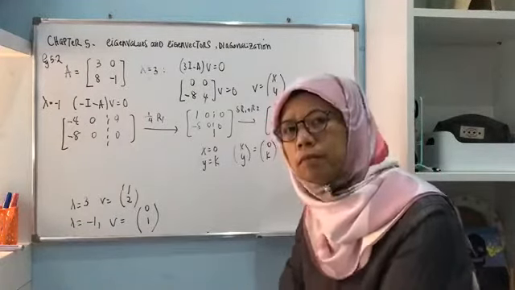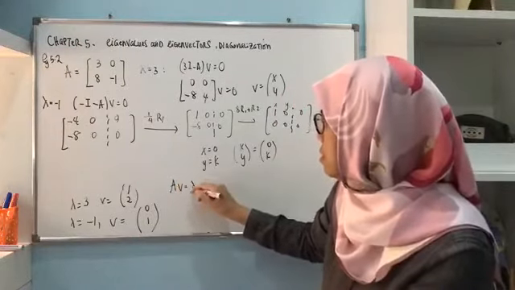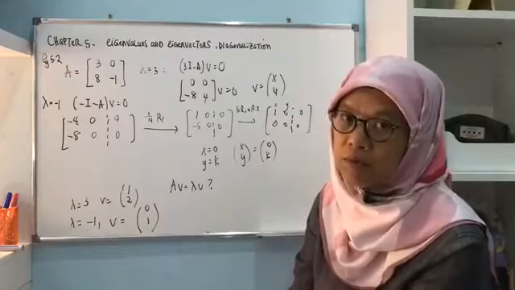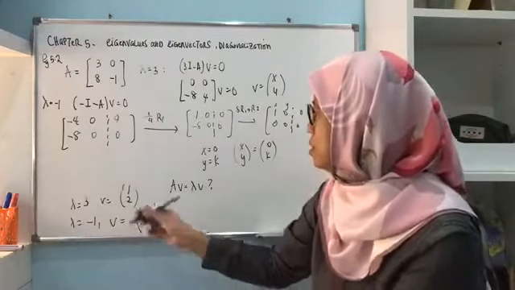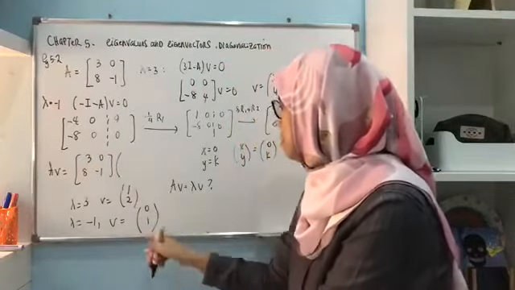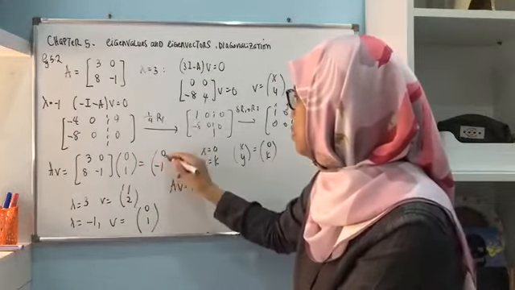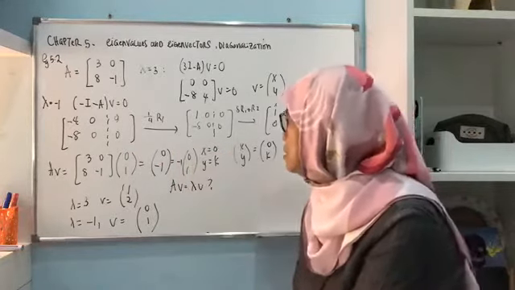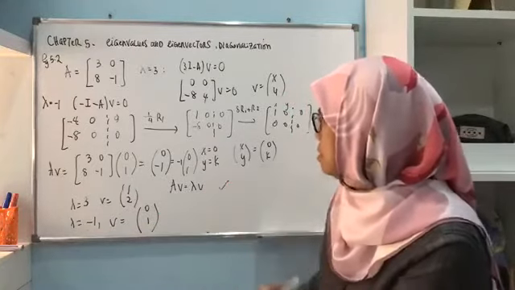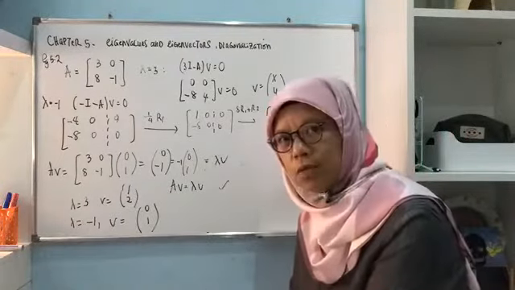For this chapter, you can always check your answer. You can always get full mark, because you can check whether this is true. Just multiply A by V. Do you get 3 times V? We have tried this for this, right? So let's try for this. So AV is 3, 0, 8, negative 1, 0, 1, equal 0, negative 1, which is actually negative 1 times 0, 1, which is actually lambda V. Yes, right? Okay, so we are done with this question.